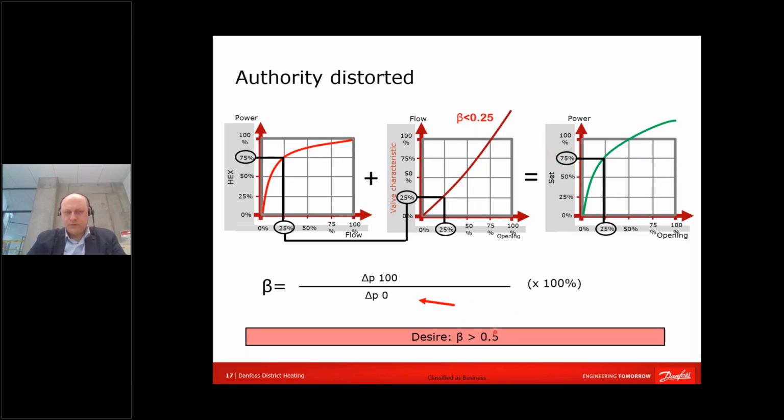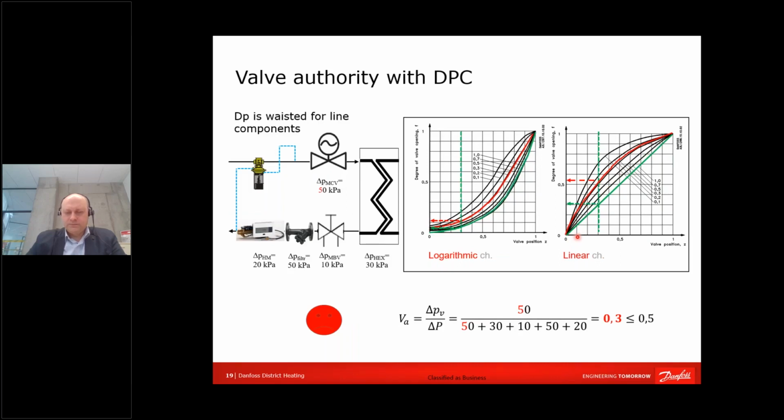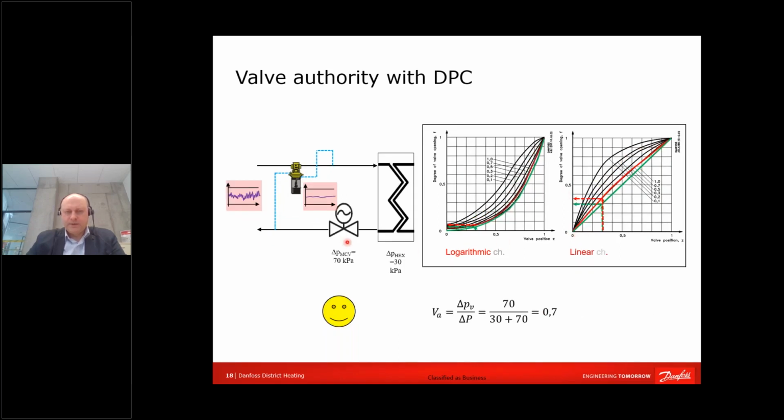So authority is distorted and control is poor. Therefore, we can expect jumping and oscillation on low loads. Now, I jumped too fast. The idea is the differential pressure control is maintaining differential pressure, so the control valve can operate very well. As you can see, in this scenario, we are controlling differential pressure for these two components. So our control authority is 0.7, which is quite okay.